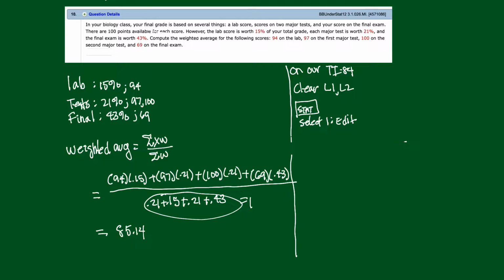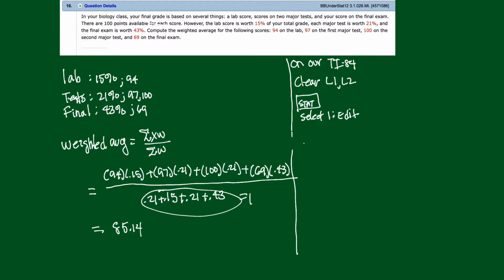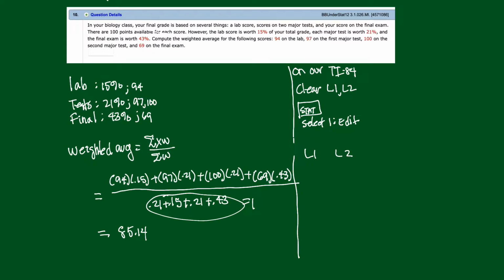Okay, so actually what you have now is L1, L2, and L3 doesn't matter, okay? L3 doesn't matter. Now, get your cursor back over into L1. It doesn't matter which one you put in first. Maybe you'll put in the values first. So put in your lab tests and final exam scores. So what you're going to put in is 94, enter, 97, enter, 100, enter, and then 69, enter. Make sure you press enter.